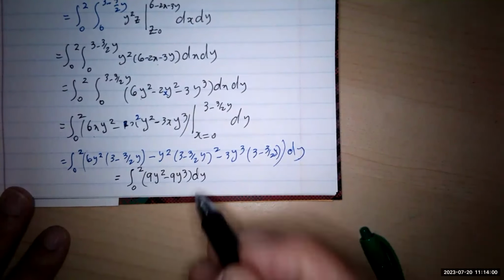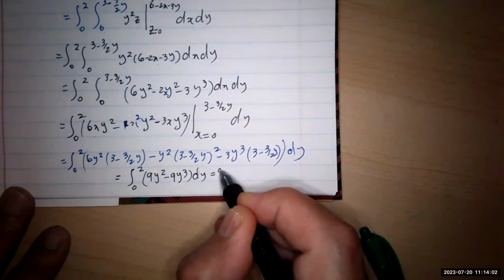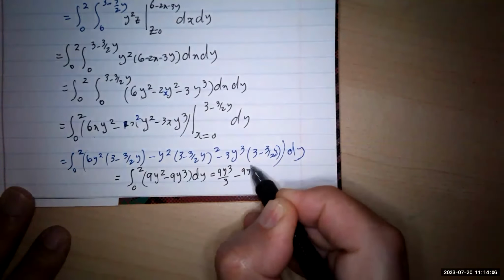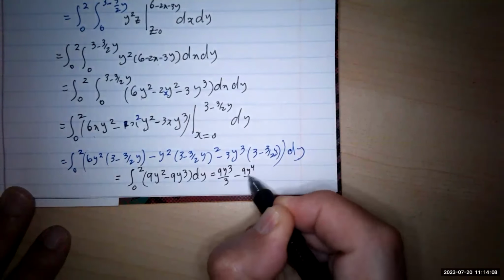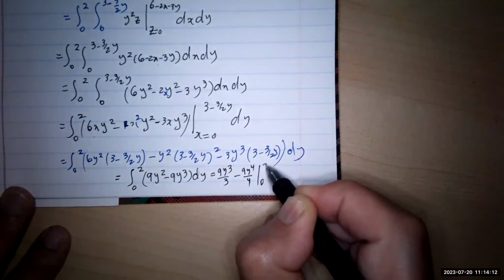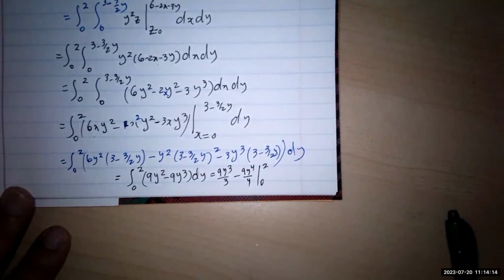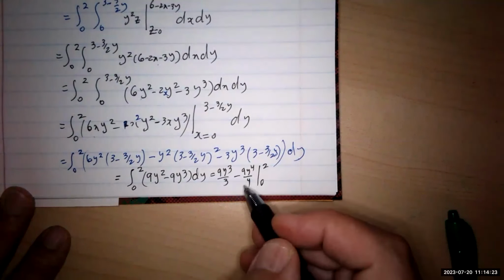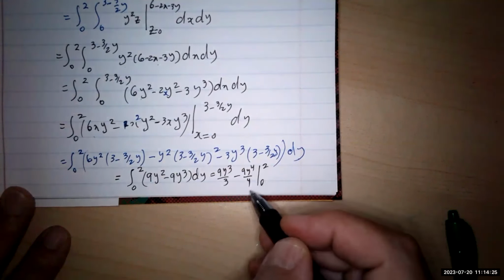Then you integrate it, which is very easy to integrate. So it's going to be 9y cubed over 3 minus 9y to the 4th over 4. Then you go from 0 to 2. If you put y equal to 0, we get nothing. If you put y equal to 2, you can simplify it easily and get the result. So substitute.